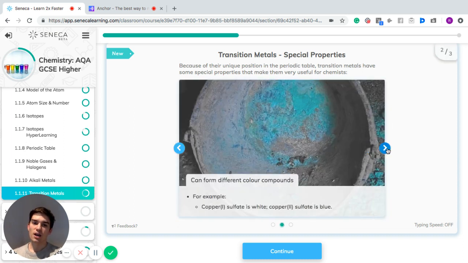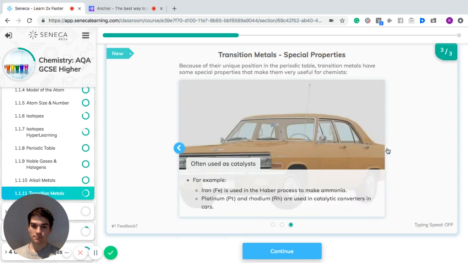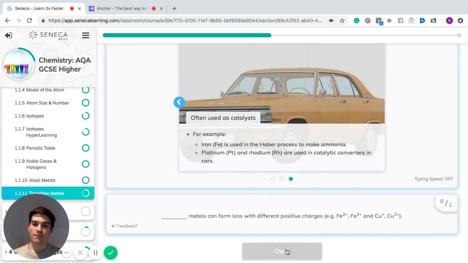They can also form different color compounds. So for example, copper 1 sulfate is white, but copper 2 sulfate is blue. And when I say copper 1, what I mean is that in that compound, it's Cu+, and copper 2 just means it's Cu2+. They're also often used as catalysts. So, for example, iron can be used in the Haber process to make ammonia, and platinum and rhodium can be used in catalytic converters in cars. Bit of a tongue twister, that one.